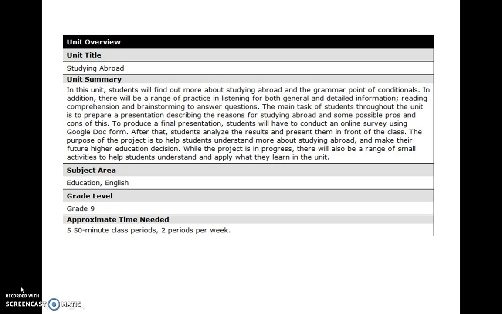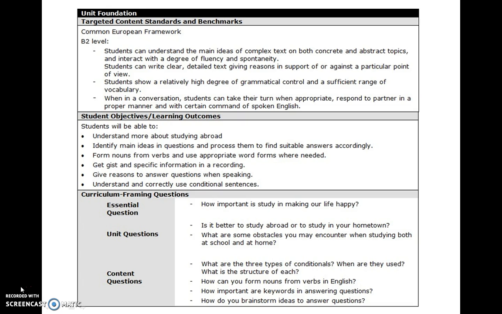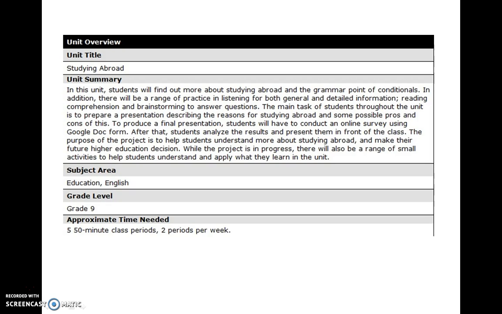The unit overview provides a general understanding of the unit. In this unit, students will have to do some research into studying abroad. They will have to compose some questions asking for people's opinions on what reasons they choose to study abroad and some possible advantages and disadvantages of studying abroad. Also, the students will have to present their own opinions on this in their presentation file, which demonstrates the information that they collect from their online survey created using Google Doc form.